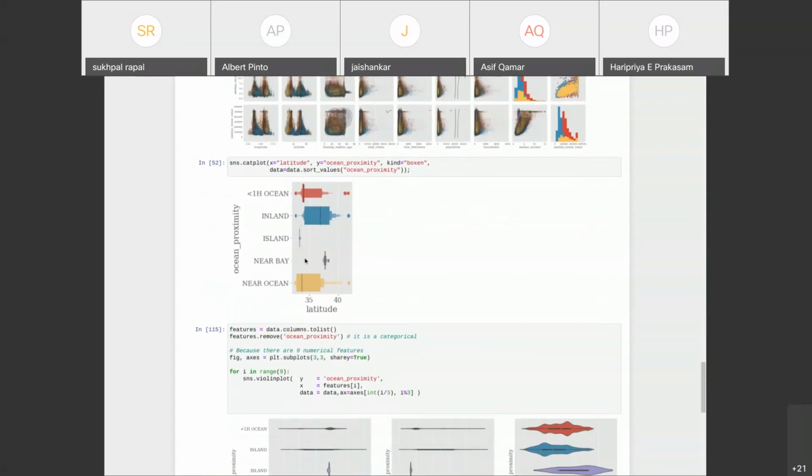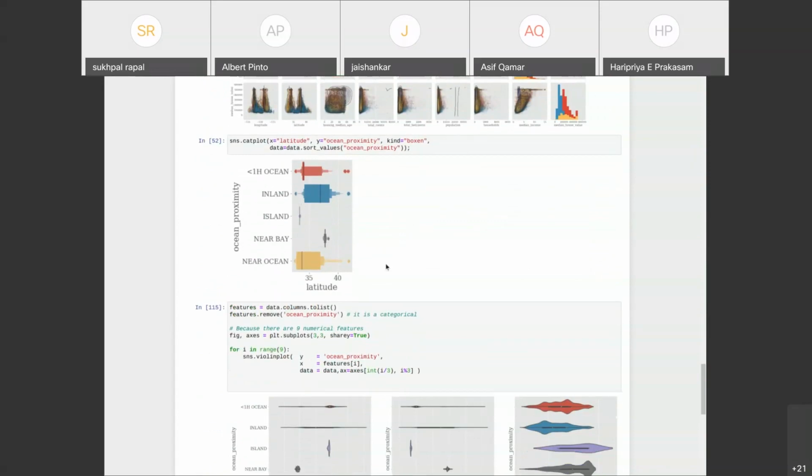Very few. How many houses are near the bay? Again, this is a concentration of houses near the ocean. Lots of houses in California are near the ocean. Inland, a lot of things are here, and many houses are within an hour of the ocean.